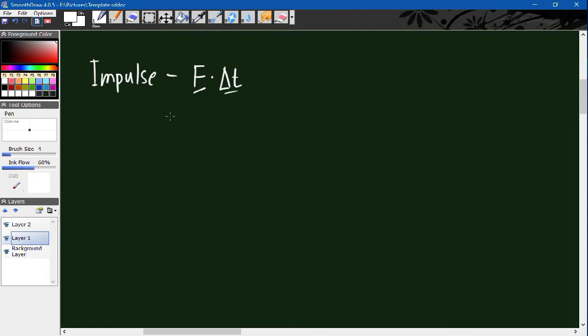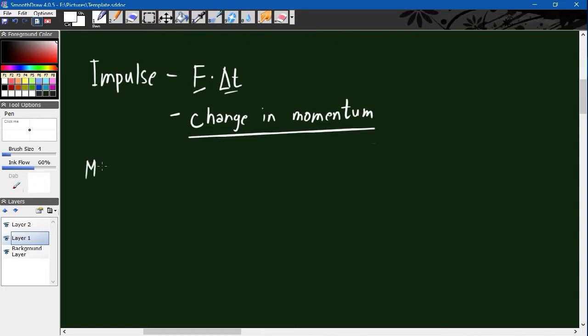But hey, impulse is the product of force and time. It could also be interpreted as the change in momentum. Yeah, just change in momentum. That's what impulse is. And momentum, okay? Momentum is the product of an object's mass times its velocity.